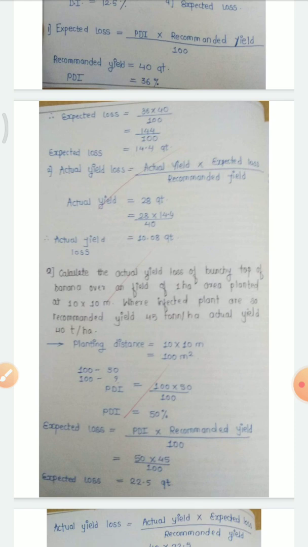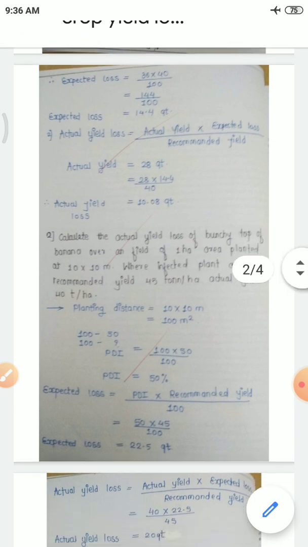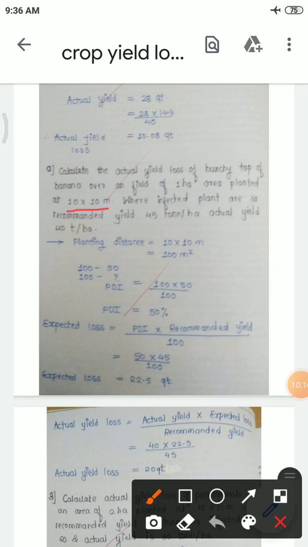That means due to the incidence of bunchy top disease, a viral disease on banana, we have to calculate the actual yield loss, that is, what kind of losses happen due to the attack of bunchy top virus. Calculate the actual yield loss of bunchy top of banana over a field of 1 hectare, area given as 1 hectare. It is planted at 10 by 10 meter spacing, where infected plants are 50. Recommended yield is 45 tons per hectare, and actual yield is 40 tons per hectare.